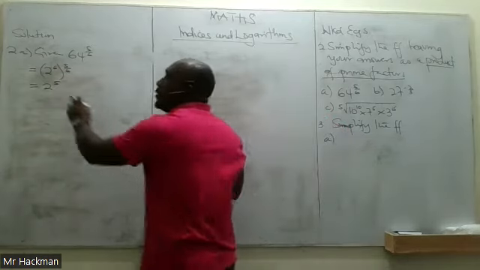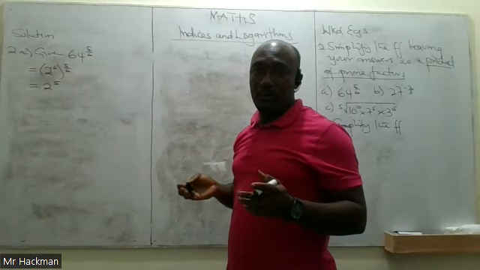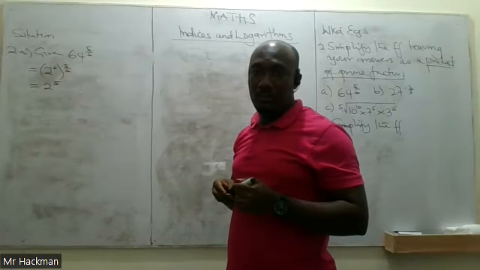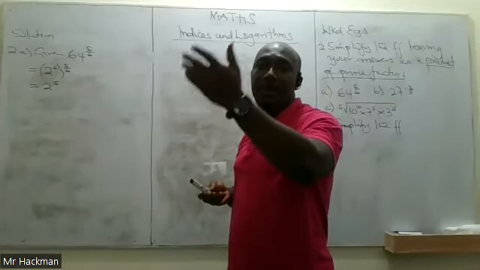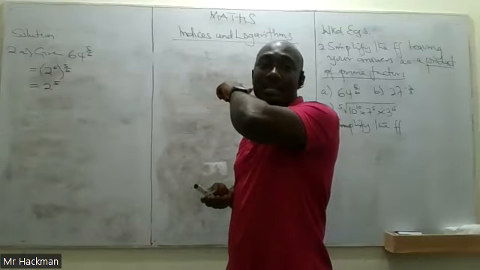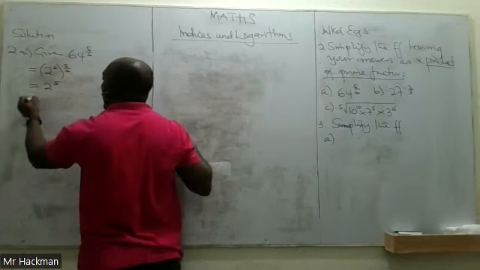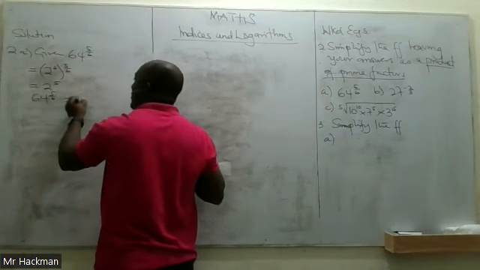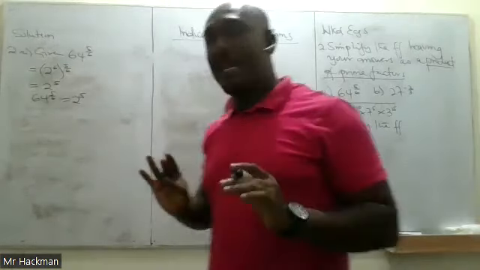Now 2 is a prime number, true or false? True. So you have a prime number to a certain power, so your condition is satisfied. You can draw your conclusion with that. Therefore, 64 to the power 5 on 6 is equal to 2 to the power what? 5. Is that clear?